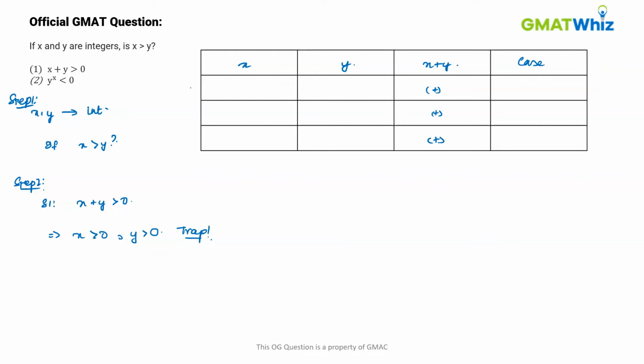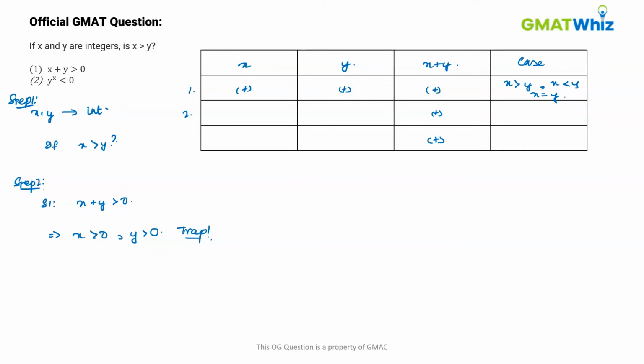So in the first case, suppose x is positive and y is positive. Now this is the most generic case that might come to your mind initially after looking at this statement, right? But what inferences can you make from here? The first inference is that x can be greater than y, x can be less than y, x can also be equal to y. So you're not getting any definite answer from this case.